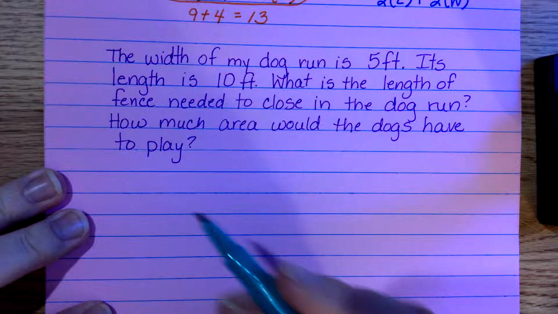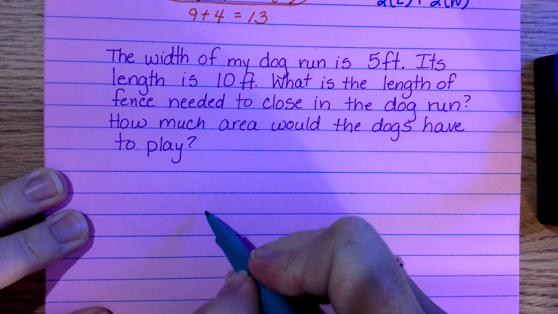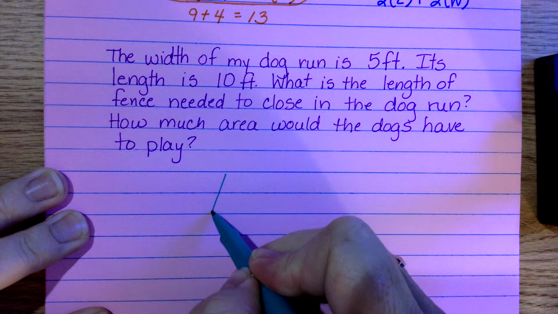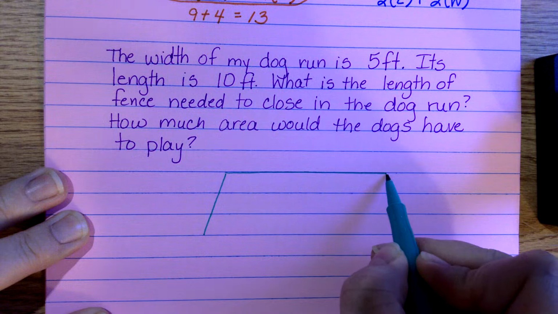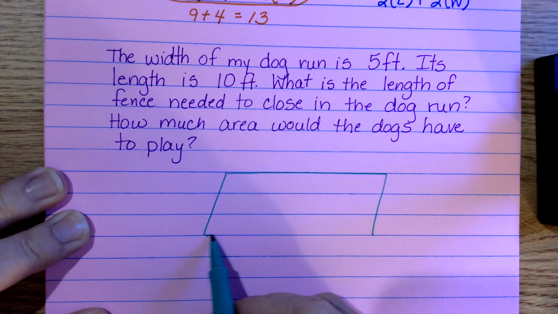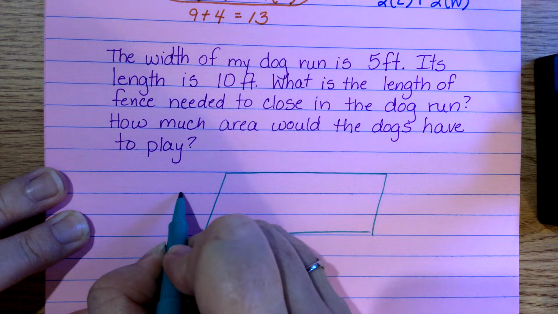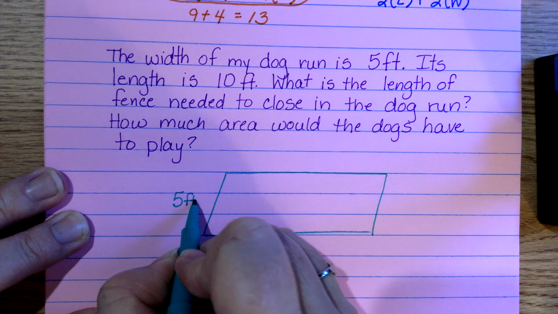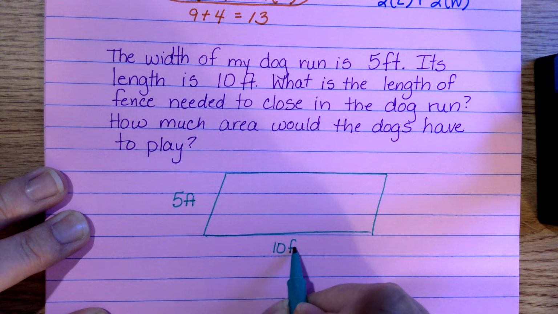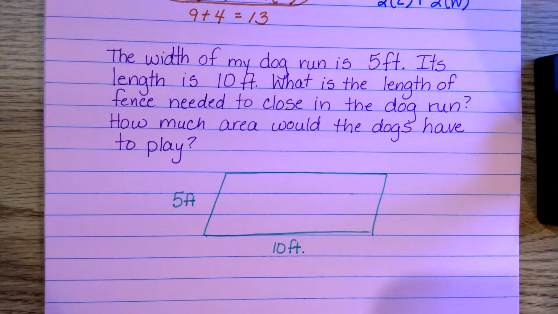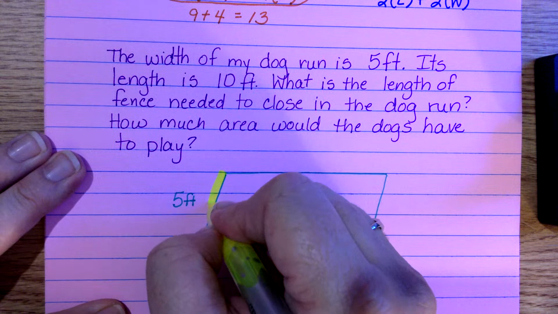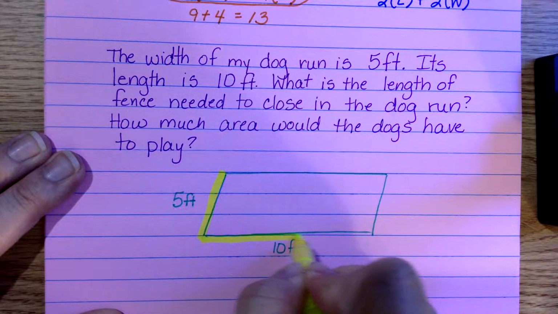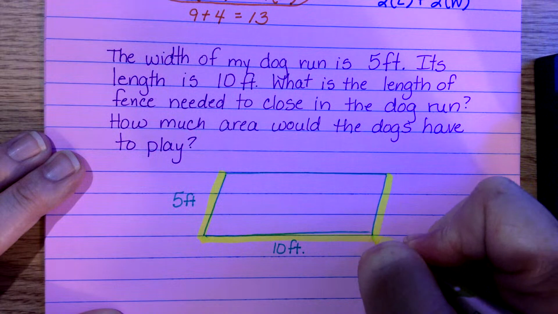All right, I have a dog run. It's probably going to have a gate, right? But I don't need to necessarily draw the gate. It's going to be 5 feet wide, 10 feet long. I'm needing to know how much fence I'm going to need to go all the way around this area. So that's what that's going to be, is how much fence.